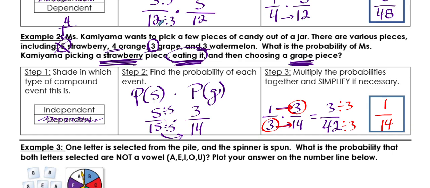So again, I want you to notice the difference between these two. Here, we replaced the DVD, so it stayed as 12. Here, we ate the piece of candy, so it went down to 14. It's only ever going to go down by 1. That's all that's ever going to happen. Sometimes the number on top is different, but this bottom number, if we eat or don't replace, or we take that out and somehow it doesn't make it back into the bag, that's going to go down by 1.